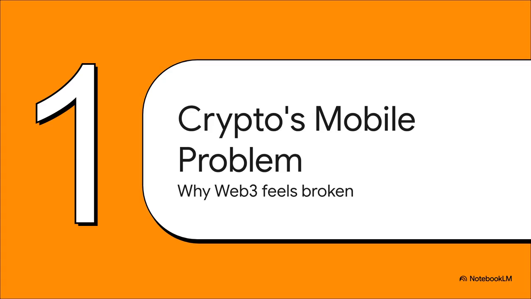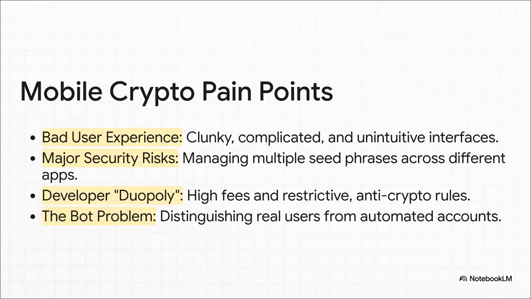All right, let's start with the big problem that the Seeker phone was actually built to solve. You know, for years, the idea of using crypto on your phone has been this great promise. But the reality? Well, it's been kind of messy. Using crypto on mobile has just been full of headaches. The user experience is often clunky. You download one app, you have to write down a seed phrase. You download another app, you need another seed phrase. It's a total security nightmare.